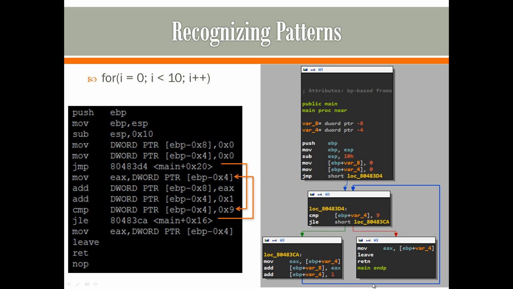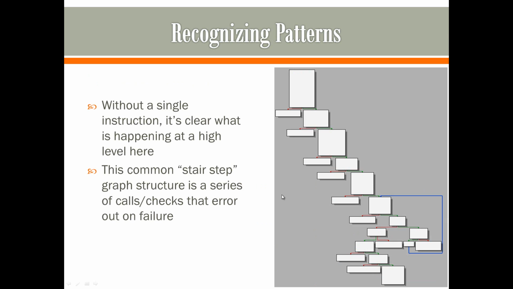And also this dark blue line represents a loop in IDA. So even from a high-level view like this, without being able to see a single instruction, you can tell at a glance what this program is trying to do.